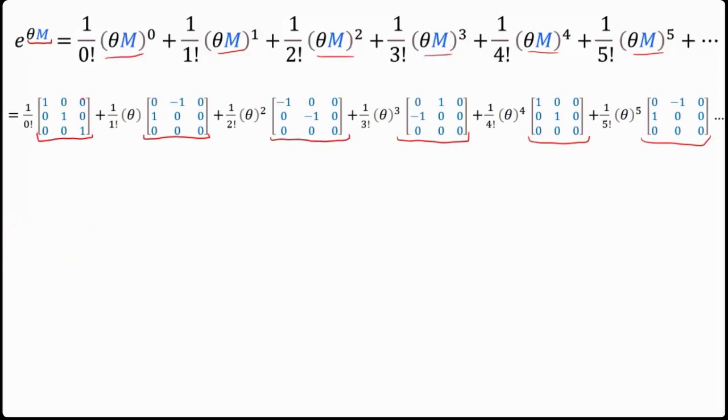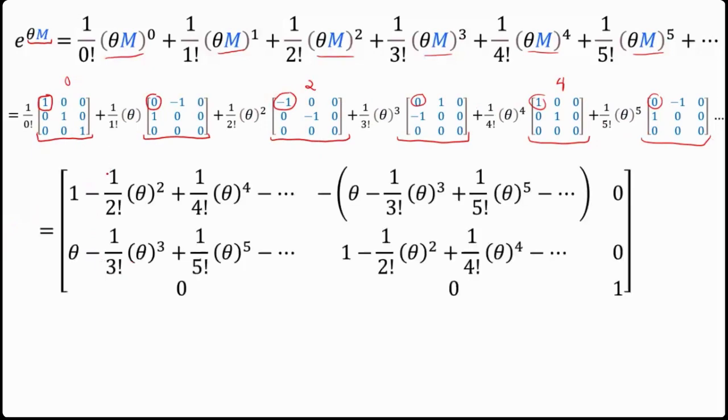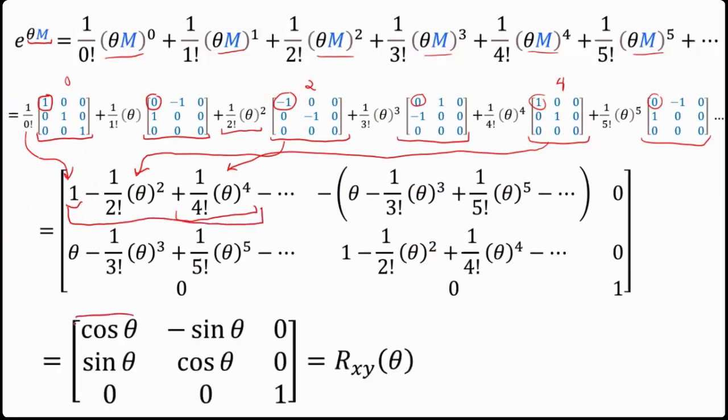You add matrices up element by element. So let's take the first element. Here we get 1 plus 0, we get a minus 1, 0, 1, 0. What you notice is that on the even terms we get non-zero numbers, but on the odd terms they go away. So we get a 1 from here, a negative 1 over 2 factorial theta squared, and then a positive 1 over 4 factorial theta to the 4. And this ends up being the infinite series for cosine.